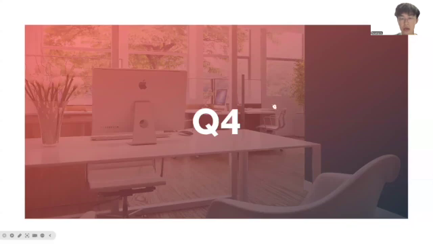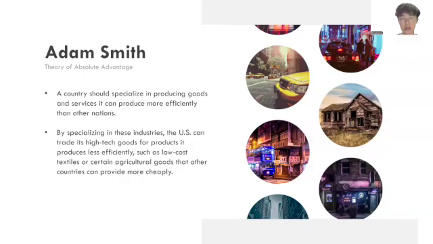In this part, I will first analyze the theory of Adam Smith and David Ricardo and then make a recommendation. Adam Smith's theory of absolute advantage suggests countries should specialize in producing goods they can make more effectively than others, using fewer resources or at lower costs.